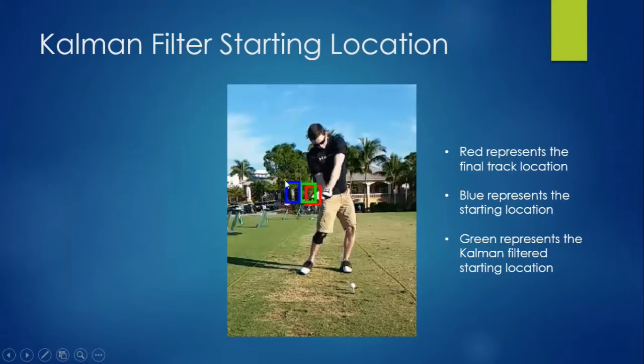However, if I apply the Kalman filter, this green window represents the starting location after the Kalman filter has been applied. And I have some pixels on my hand over here, and that's how I eventually was able to shift over. So having no Kalman filter will completely lose the track, even though on this specific frame I was able to continue on.